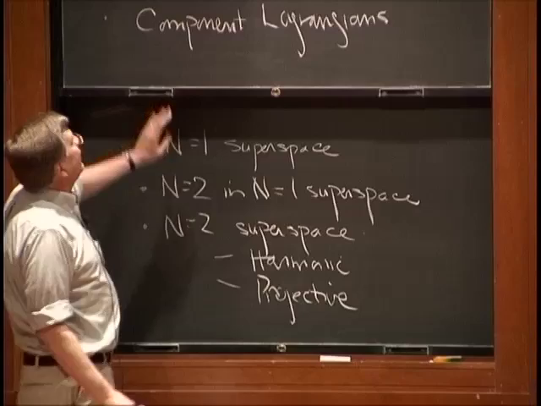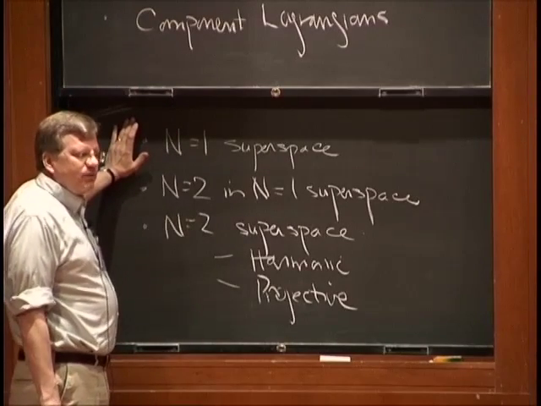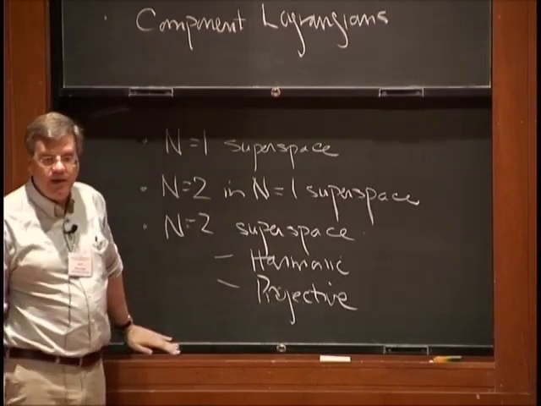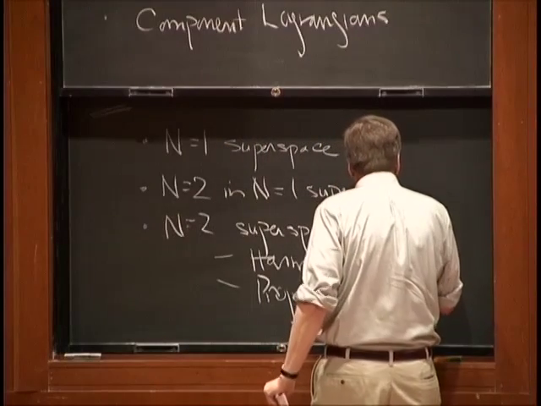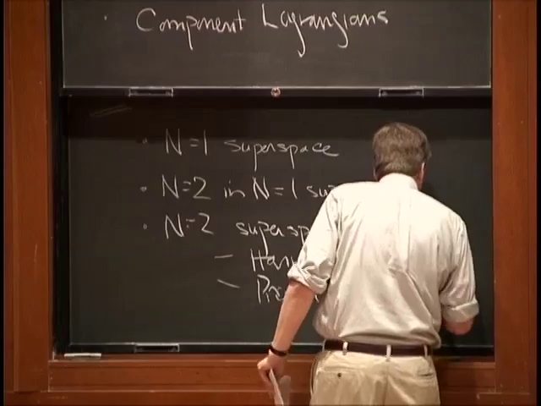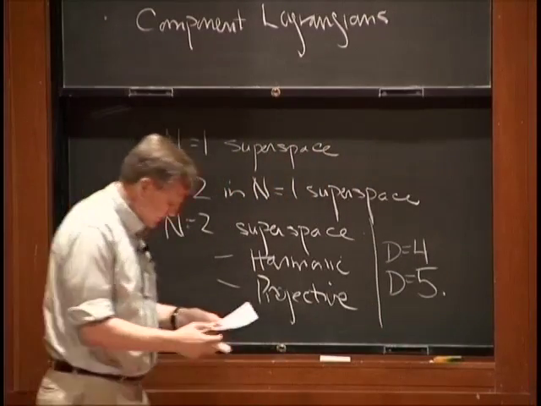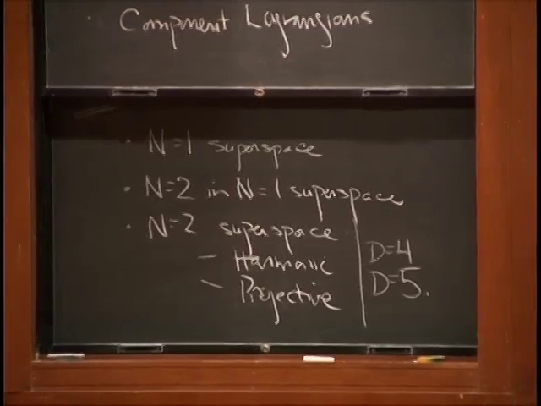We'll see that things are well under control today. They're well under control for n equals 1 superspace, and things start getting hairier when we start talking about n equals 2 superspace. At the same time, n equals 2 superspace is also very closely related to 5 dimensions, and so I'll also talk about 5 dimensions. So that's the plan. So let me start with the notation and conventions.